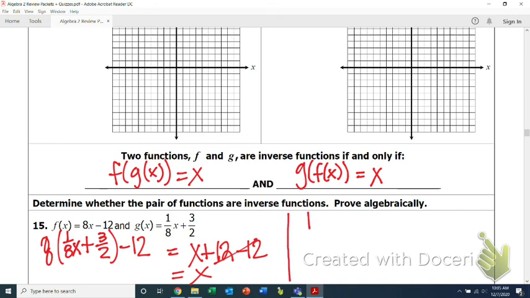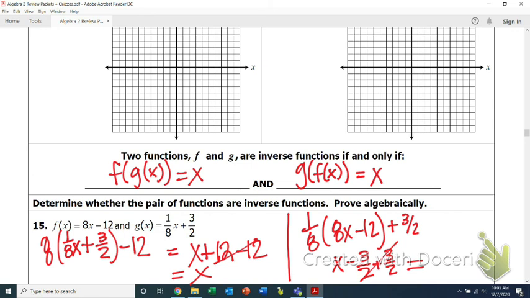This time I'm saying 1 over 8, 8x minus 12 plus 3 halves. And I get x minus 3 over 2 plus 3 over 2. Those cancel, and once again, I'm left with x. So are these inverses? Yes. Okay, you do 16 and 17 the same way.